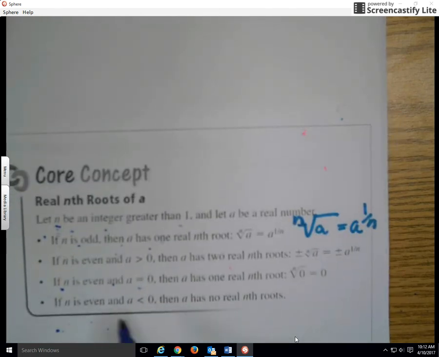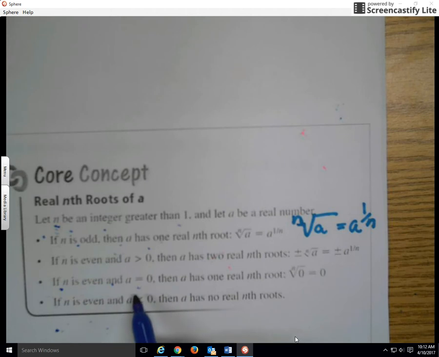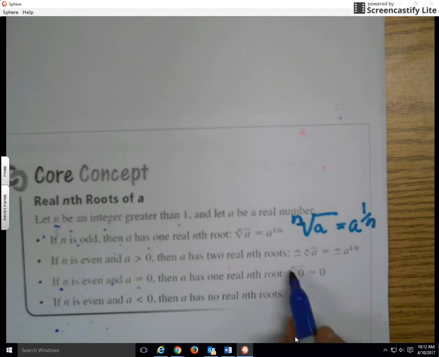If n is even and a equals 0, then a has one real nth root, and that's just going to be 0. So if n is even and the a inside is 0, I think that makes sense, right? 0 times 0 is 0.